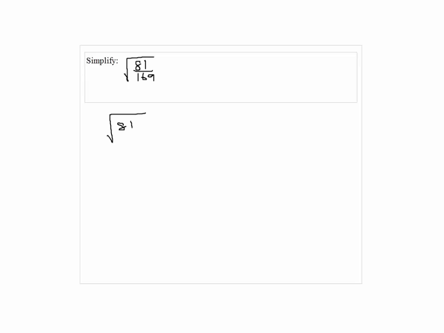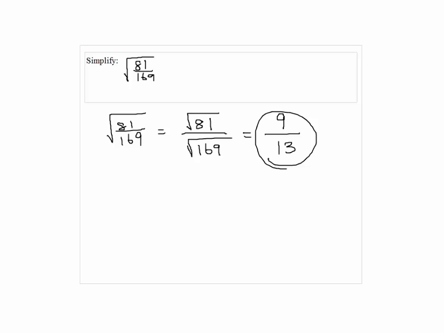Simplify the square root of 81 over 169. First, we can break the fraction into two pieces. So we have the square root of 81 over the square root of 169. So we have 9 over the square root of 169, which is 13, as the answer.